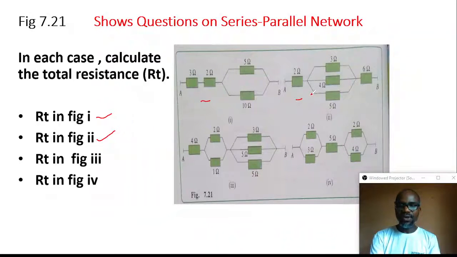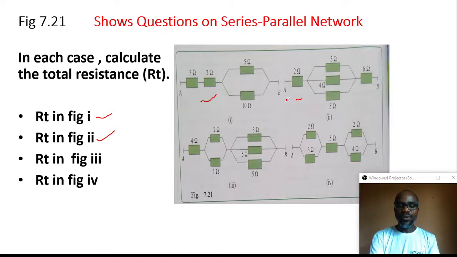We are into the second one now. So in our next slide, we'll look at that in detail, right? Okay, so the 7.21 figure shows questions on series parallel network. We have calculated the total resistance in figure 1. That is this, all right? We have calculated the total resistance here.